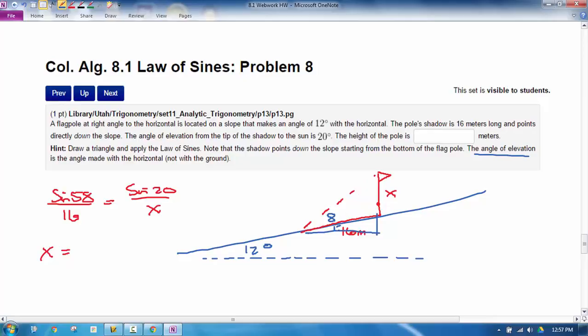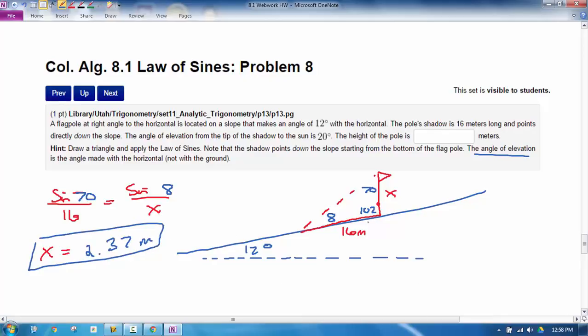In which case, if this is 12, this is 8, and this is 90, this angle up here would be 70, and this would be 102. So now I can do the same thing over here. It's just that I need to change this angle right here to 70. And then the sine of 8 would go here. So that'll work. This gives me about 2.37 meters.